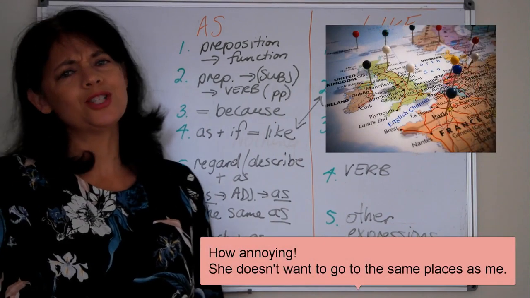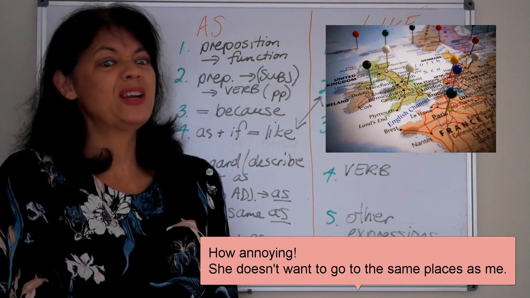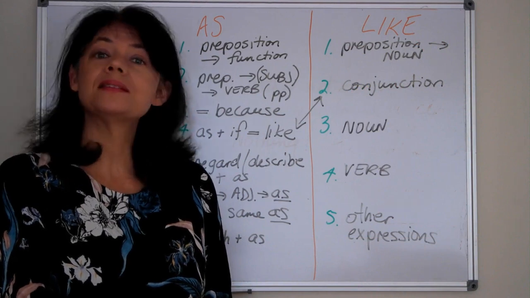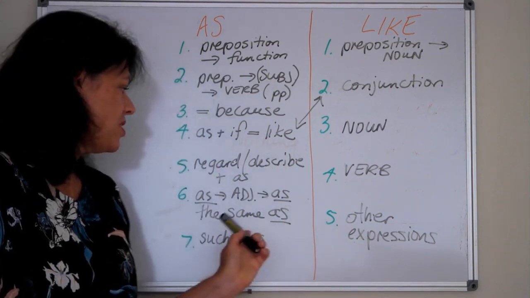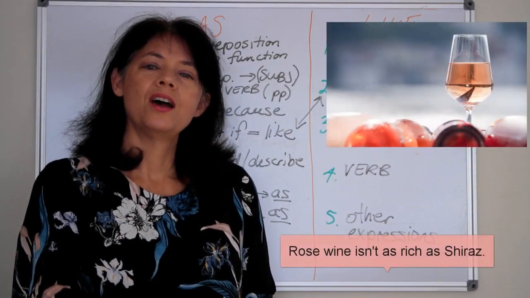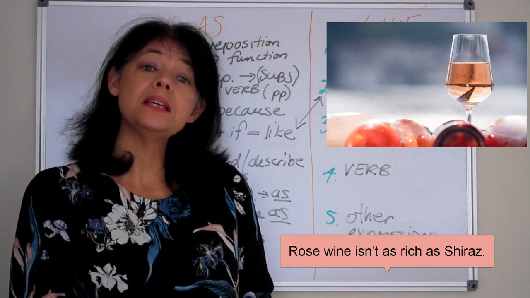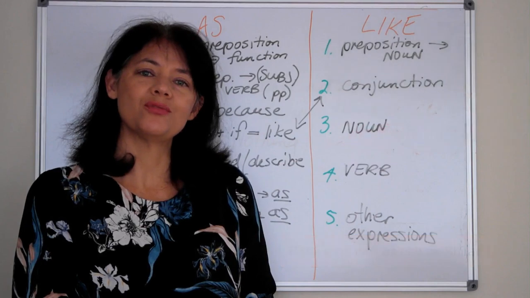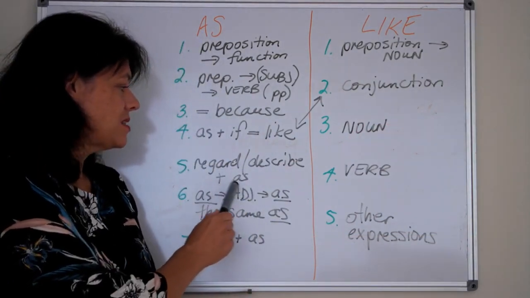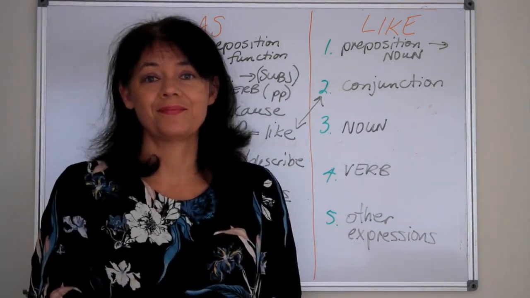How annoying, she doesn't want to go to the same places as me. Two friends going on holiday, planning the same places as me. This is comparative, number 6. Rosé wine isn't as rich as Shiraz. This one is also number 6, as rich as, adjective, as.